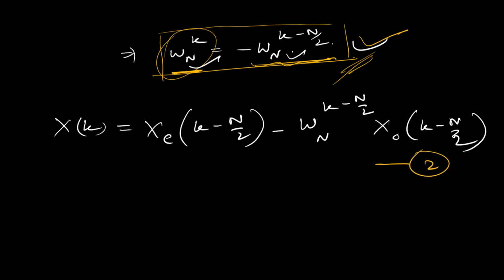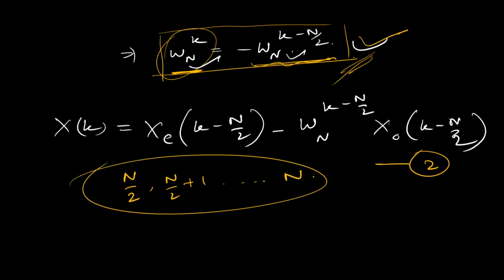Now for equation number 1, my k was ranging from 0 to N by 2, but this time it will start from N by 2 and range up to N minus 1.